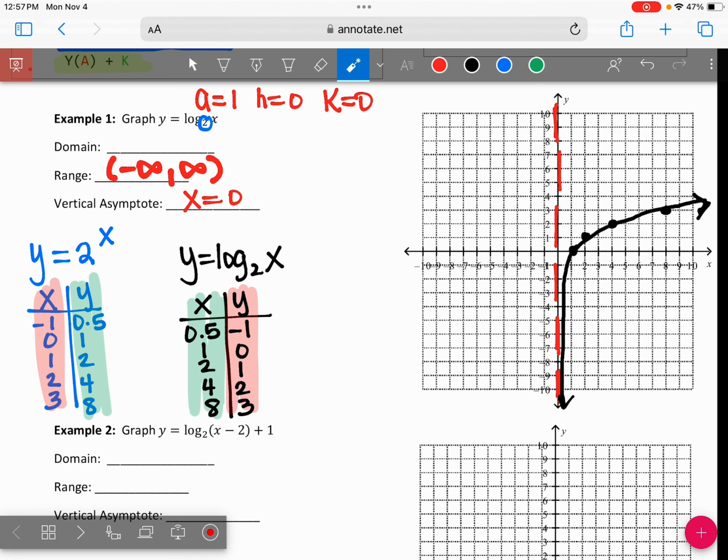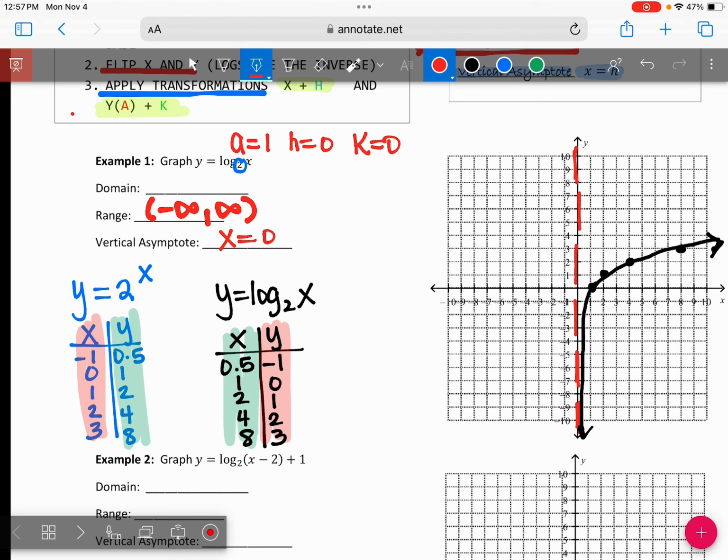Okay, so your domain is going to be h to infinity, and because h is 0, it would be 0 to infinity. And that's it. Any questions?